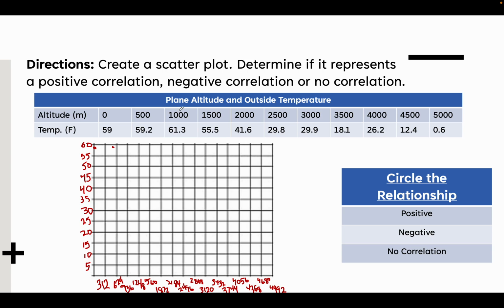And the next one is 1,000. So I'm going to find 1,000. 1,000 is about right here. And I'm going to find my 61.3, just a little bit over the 60. Then I'm going to find my 1500 spot, and I'm going to place the 55.5. Then I'm going to find the 2000 spot. I'm going to place the 41. Ooh, that's a big drop, y'all.